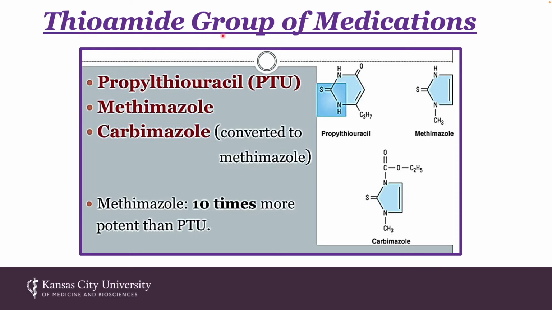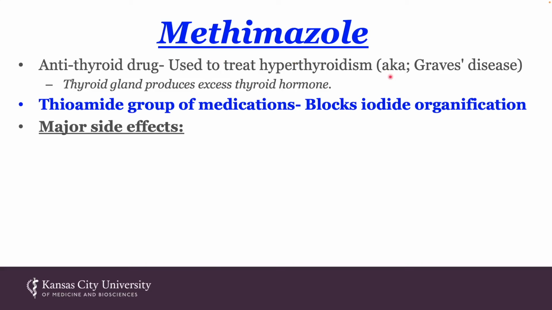Let's talk about the thioamide group of medications. Thioamides include propylthiouracil, PTU, methimazole, and carbimazole. Carbimazole is converted to methimazole, and methimazole is 10 times more potent than PTU. You can see their structure here. Methimazole is used to treat Graves' disease in hyperthyroidism. That's when the thyroid gland produces excess thyroid hormone.